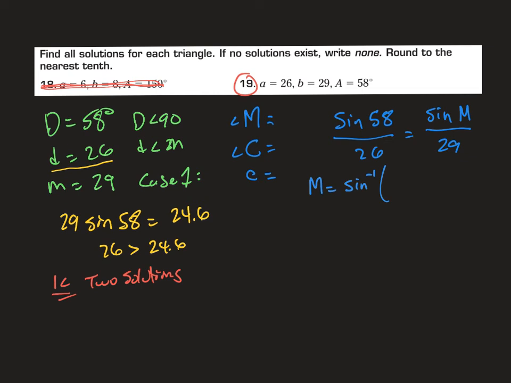You do inverse sine on 29 times sine of 58, divided by 26. Oops, I wrote the wrong number there. After we compute this on our calculator, we get the measure of angle M. So let's type that in and see what we get. I did the calculation, I took the inverse sine, and I came up with 71, I'm rounding it off to 71.1 degrees.